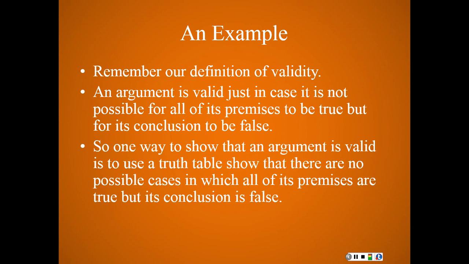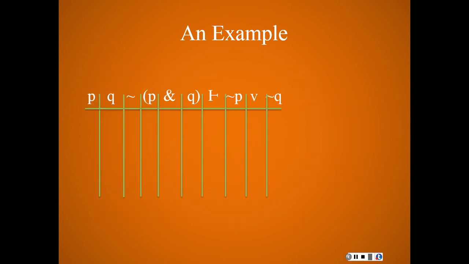So one way to show that an argument is valid is to use a truth table to show that there are no possible cases in which all of its premises are true, but its conclusion is false. So let's look at how to do that for the sequence we are now considering. So I'm going to set up a truth table here. Note that I have the premises of my sequence on the left here, in this case there's only one premise, and I have the conclusion on the right. Now I'm going to go ahead and just set up my truth table here. So here's all my possible combinations of truth values for P and Q.